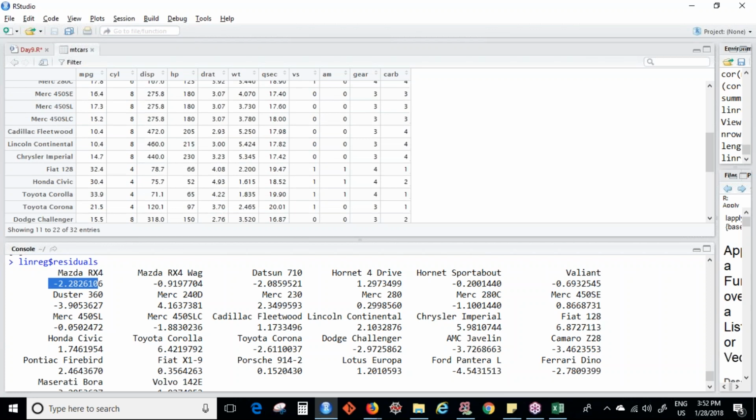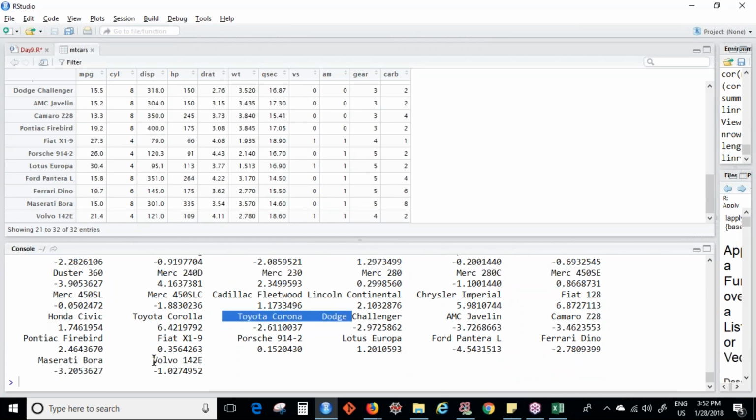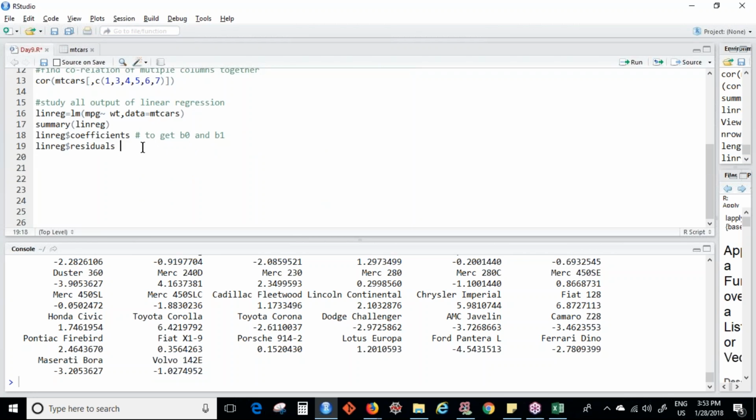So similarly for all the cars we have the errors here for all the cars. Okay, so last one is Volvo 142e. So Volvo 142e. So actual value was 21.4. What you predicted was 1.02 miles per gallon above that. Is that clear, guys? So this is to see the errors.